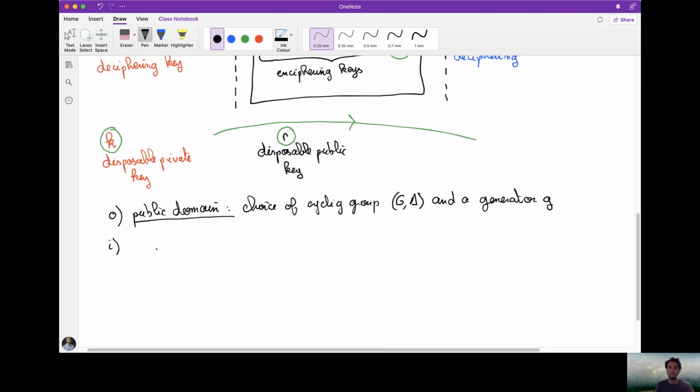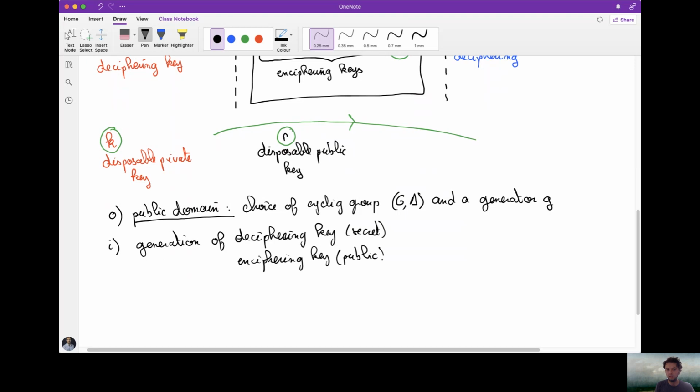Second one is how do we generate the public and private keys. Okay, so generation of the enciphering and deciphering keys. The deciphering key, which is secret, and the enciphering key, which is public. All right, so it will always follow the same pattern. The ciphering keys or secret keys are always going to be numbers. It's just a number.